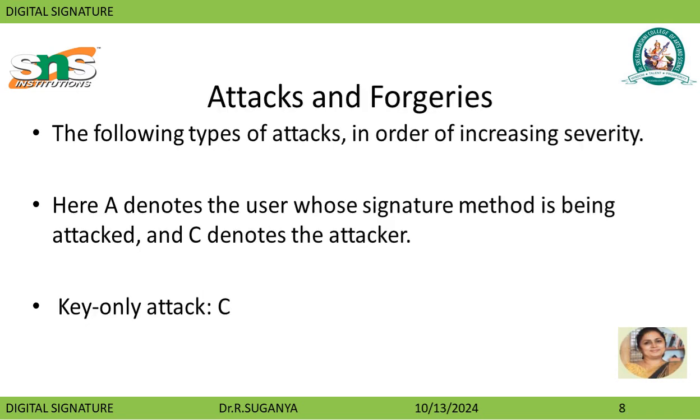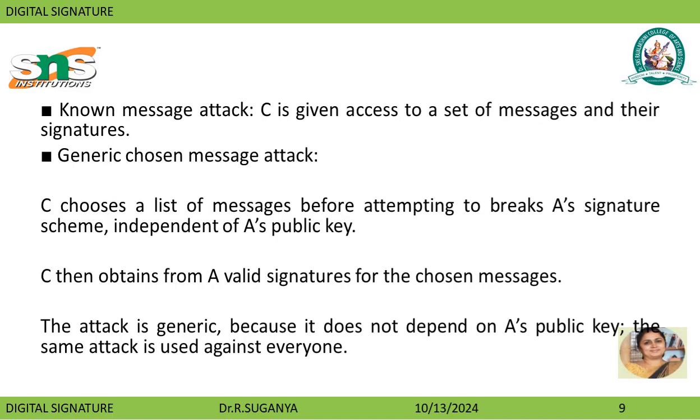Attacks and forgeries. The following types of attack are listed in order of increasing severity. Here, A denotes the user whose signature method is being attacked, and C denotes the attacker. So here, key-only attack, that is, C is given access only to A's public key, and known-message attack, that is, C is given access to a set of messages and their signatures. Generic chosen message attack: C chooses a list of messages before attempting to break A's signature scheme, independent of A's public key. C then obtains from A valid signatures for the chosen messages.